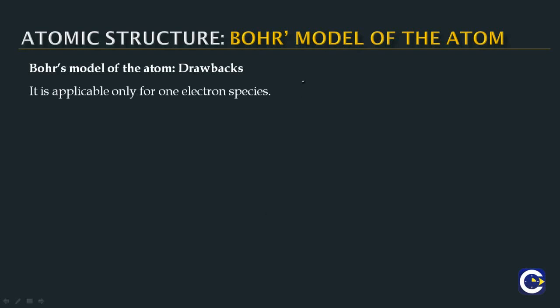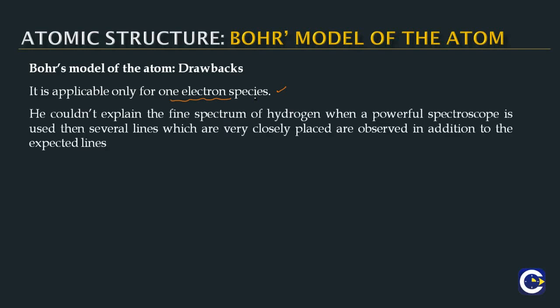One, in terms of the very basic applicability of the Bohr's model, it is only valid for hydrogen and hydrogen-like species, basically one electron species. The reason being the derivation itself, we have not considered the interactions between one electron and the other electrons. It is only assuming that there is a single electron present which is being influenced by the nucleus.